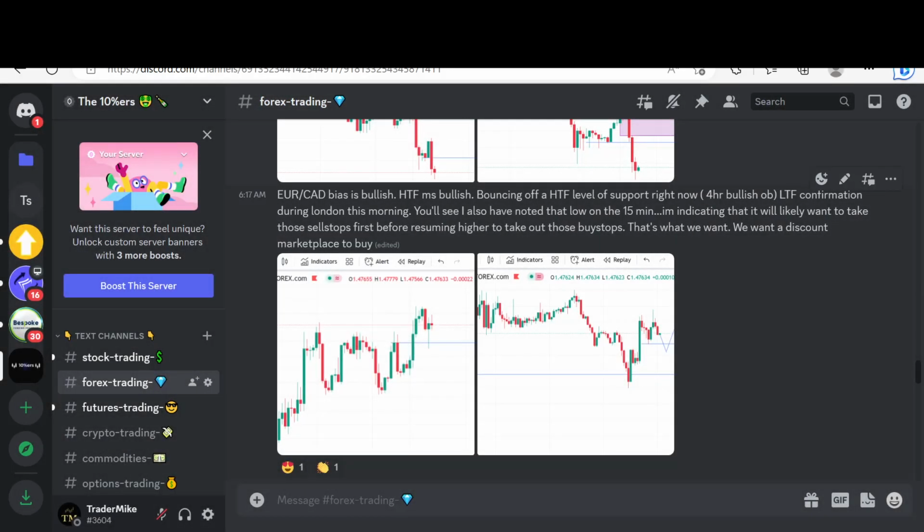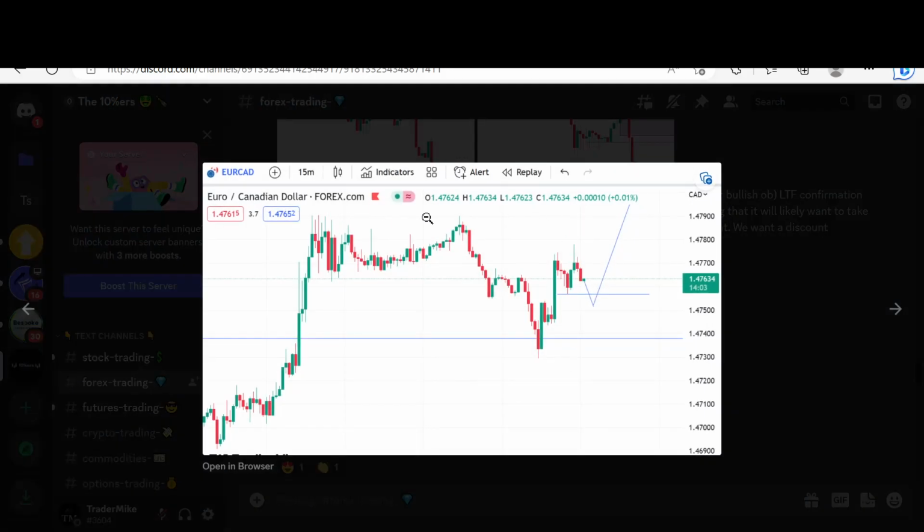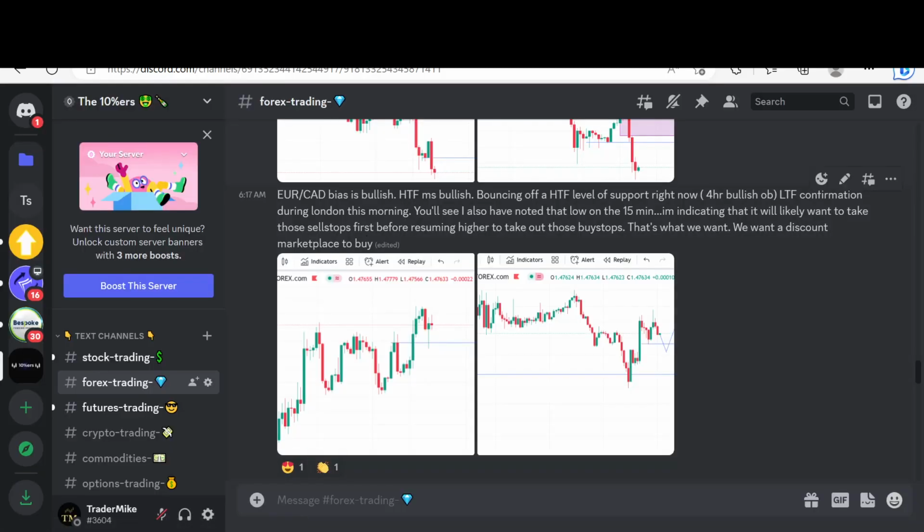I'm indicating that it will likely want to take those sell stops first before resuming higher to take out those buy stops. The buy stops I'm referring to are the high of day and previous day's highs. See these equal highs right here? Really clean level. When we have a clean level like that, most of the times it doesn't like being left like that for long. It's too clean. It's going to want to get swept. So where do we leave off? First, before resuming higher, take out those buy stops. That's what we want. We want a discount marketplace to buy.